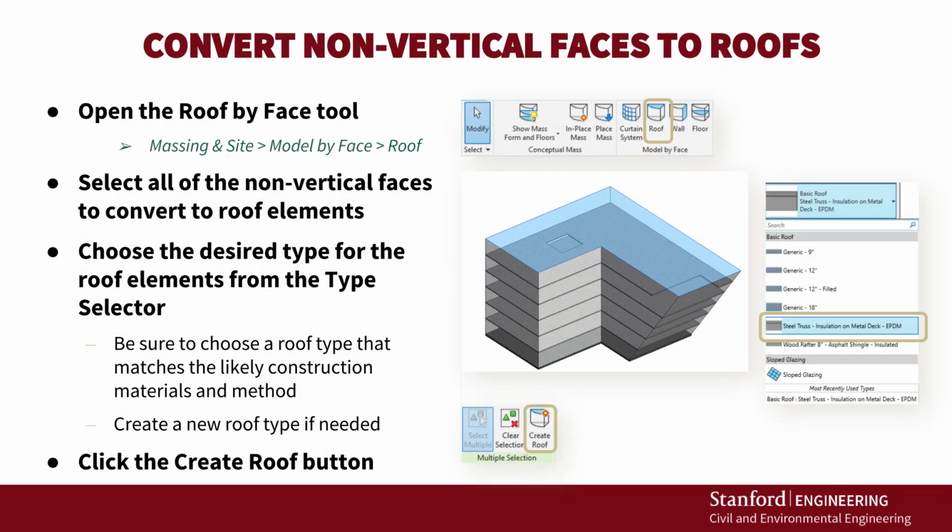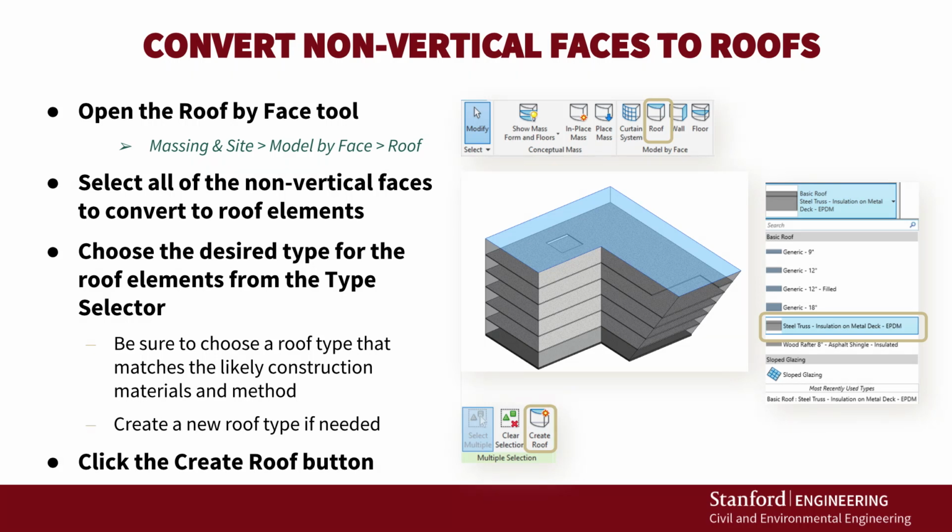You can also convert any non-vertical faces on the mass to roofs using a very similar method. To do that, open the Roof by Face tool. You'll find that under the Massing and Site tab in the Model by Face section. Just choose the Roof by Face tool there. And you can select all of the non-vertical faces of the mass that you'd like to convert into roof elements. Again, these have to be non-vertical faces. They can be horizontal faces or even sloping faces. They just can't be the vertical faces. Those can only be converted into walls.